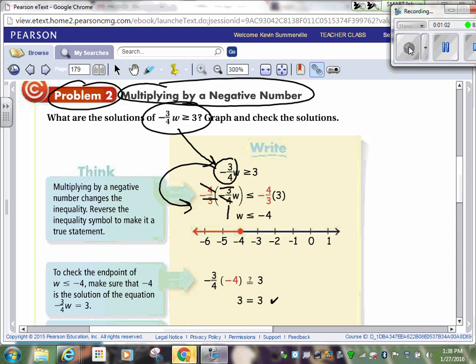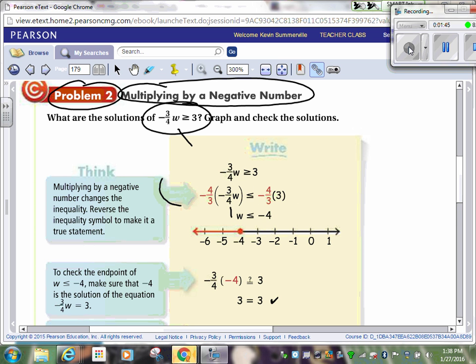Again, whatever you do to one side, you have to do to the other side. So when I do that, I have to multiply the negative 4 over 3 with the 3. And when I do that, again, you don't need a calculator, so watch what I do. That's the same thing as 3 over 1. These numbers cancel out, and I'm left with negative 4. So when I multiply these two numbers together, they cancel out, and I'm left with 1w is less than or equal to negative 4.